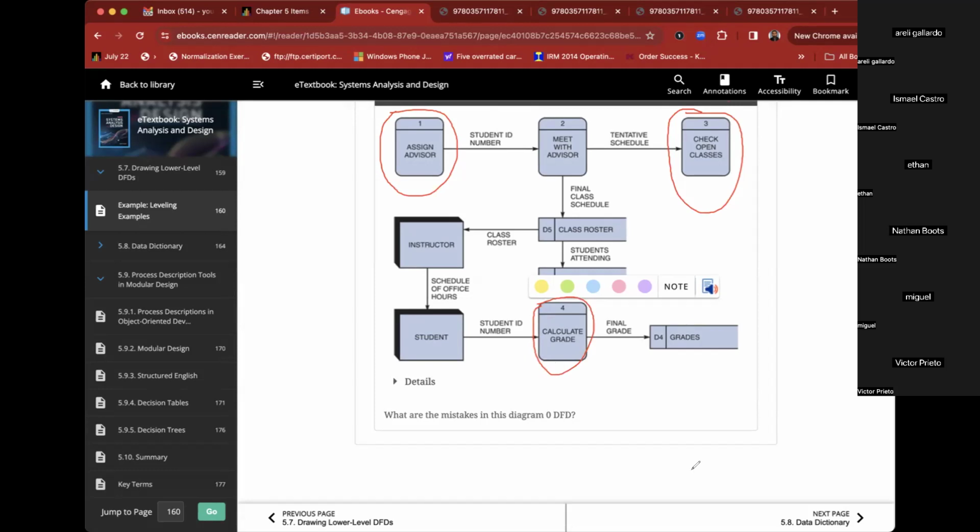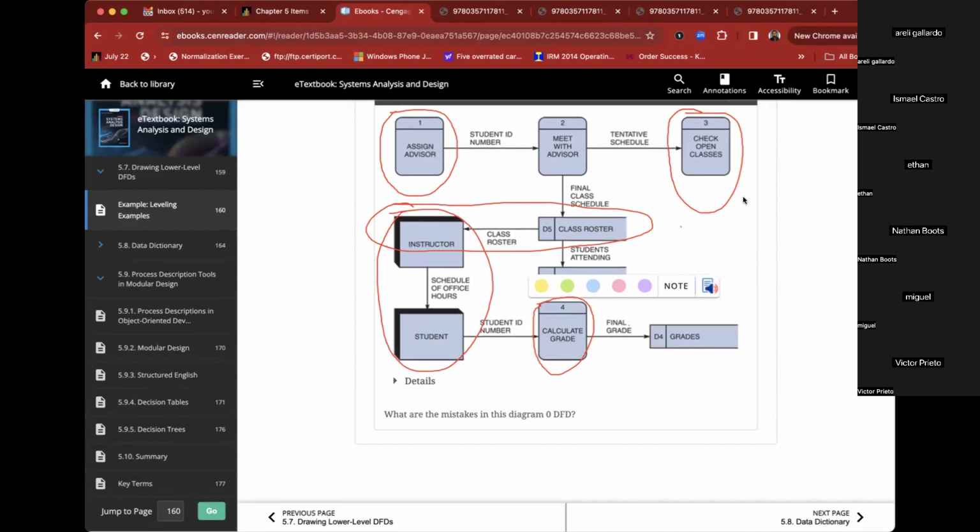Okay. Let's look at instructor. What's wrong with instructor and student? There's no process between them. Yes. Okay, so that's what's wrong here. What else is wrong with instructor? Class roster to instructor. Yes, data stores and external entities cannot directly talk to each other. Okay. And then class roster and seating chart. Right? Because they're both data stores.